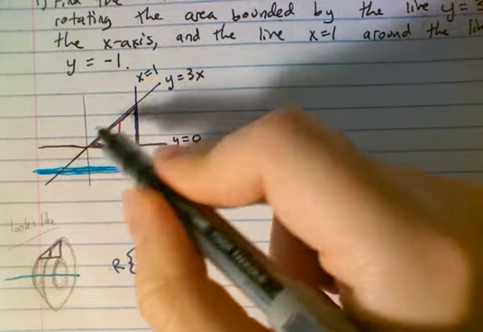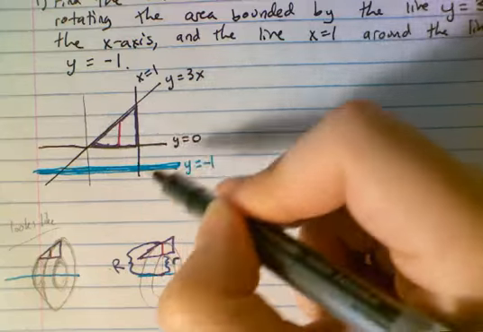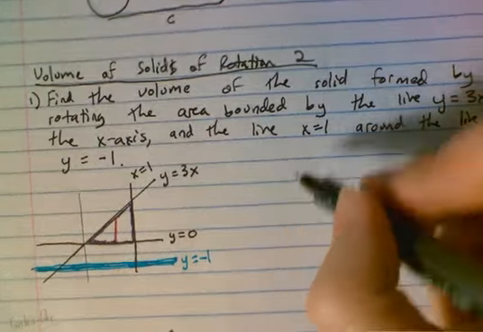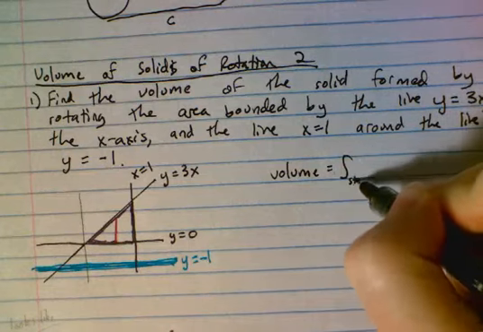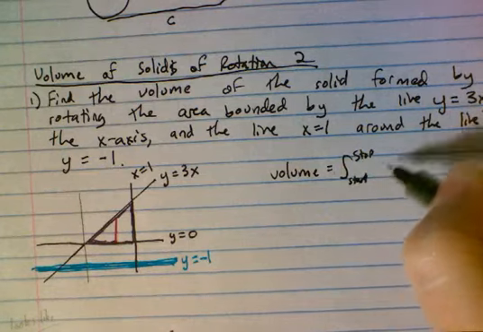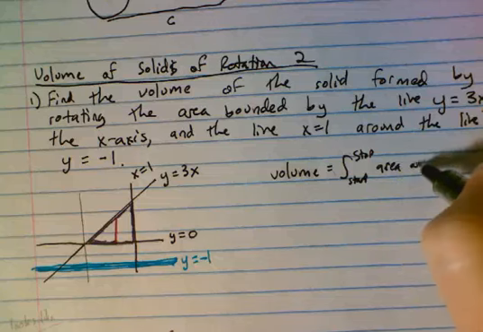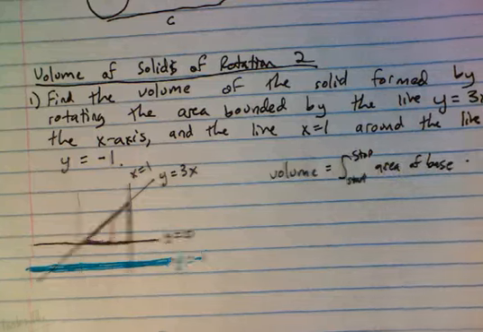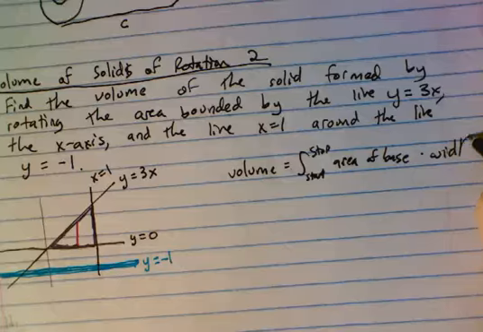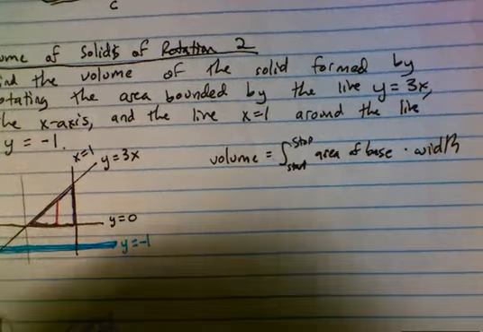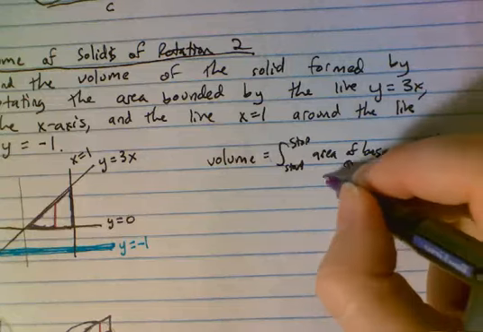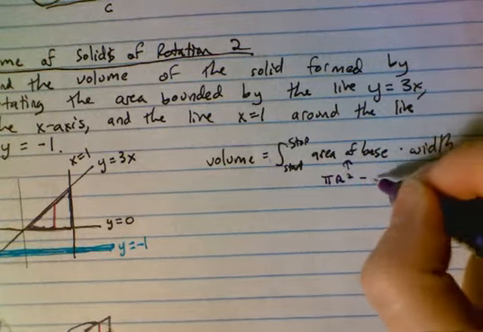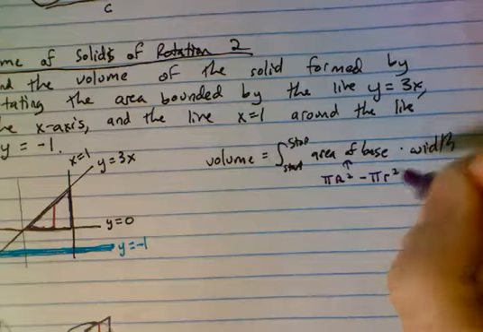So why don't I go ahead and I'll set up the usual parts that we do up here with this. I'm still using this volume from start to stop, area of base times width. But what's changed is that for this area of base, I'm going to be using pi big R squared minus pi little r squared.